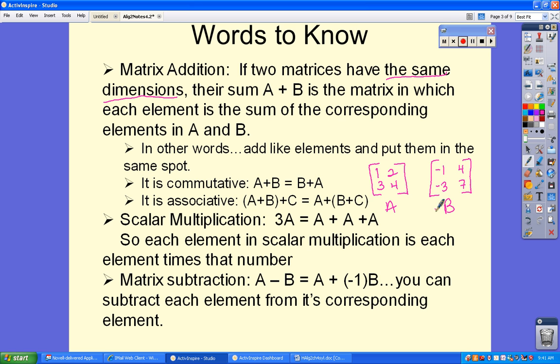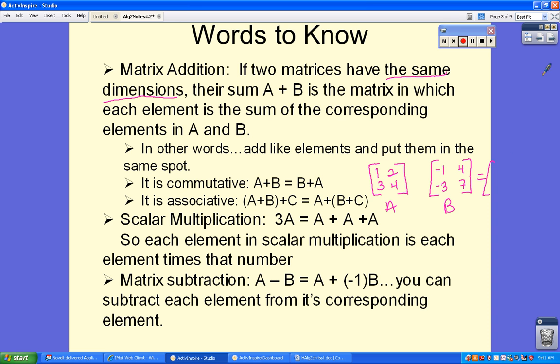Okay, I can add them. A plus B. What is A plus B going to equal? Well, it's going to be the same size as what you start with. So it's also going to be a 2 by 2. You're just going to take the 1 and add the negative 1. That's 0. And you put it in the same spot. So first element here with this element, put in that spot. 2 plus 4, 6. 3 plus negative 3, 0. 4 plus 7, 11. This is our solution of A plus B.